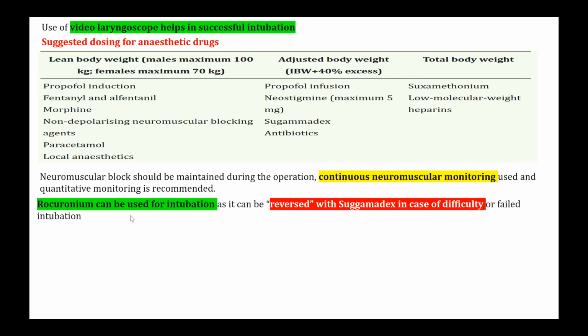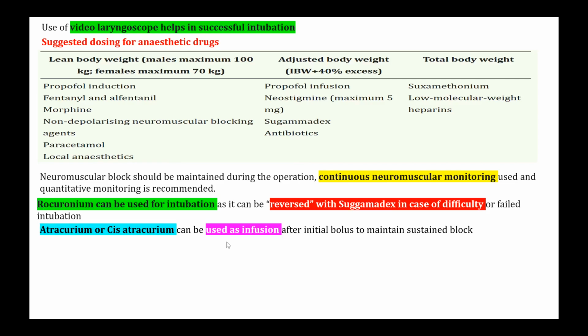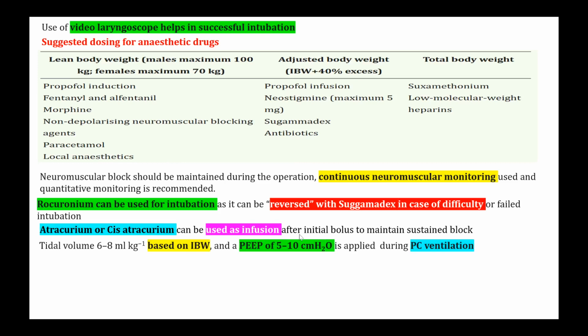Rocuronium can be used for intubation because it can be reversed with sugammadex in case of difficulty or failed intubation. Atracurium or cisatracurium can be used as an initial bolus for intubation, and then you can use it as an infusion also throughout the procedure. And ventilation is done using a tidal volume of 6 to 8 ml based on the ideal body weight. And what is ideal body weight? How do you calculate ideal body weight?